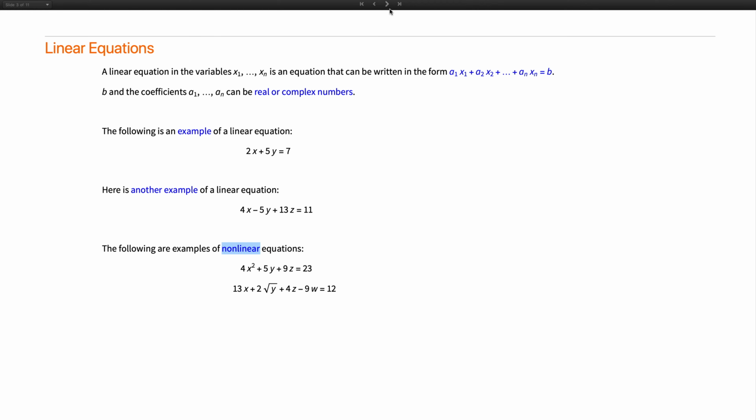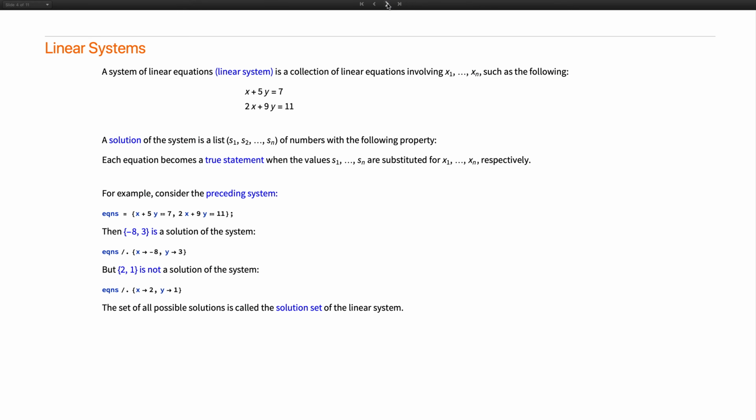Now, that leads us to the idea of a system of linear equations, which is just a collection of linear equations put together. You still have n variables. So you have a system of two equations here. And the question is, what does it mean to say we have a solution of such a system? A solution is just a list of numbers which make each equation in the system a true statement when you plug those values back in for the variables.